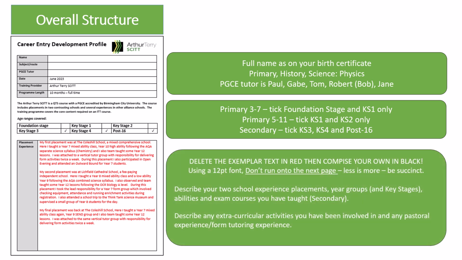For the placement experience, we've put some draft text together for you in red. Please delete that example and then compose your own in black font. Use a 12-point font and try to keep it really succinct. Less is more. You're going to describe your 2 school experiences, the year groups that you've taught, the ability range of the students and any exam courses that you've taught as well. You should also describe any extracurricular activities you've been involved in and any pastoral experience that you've had.